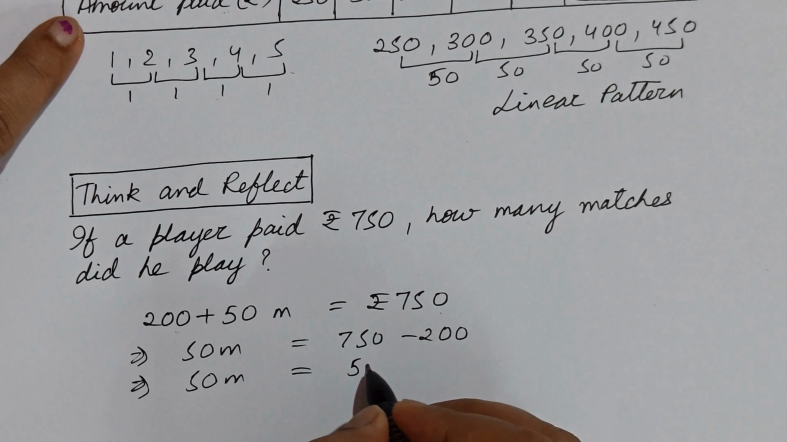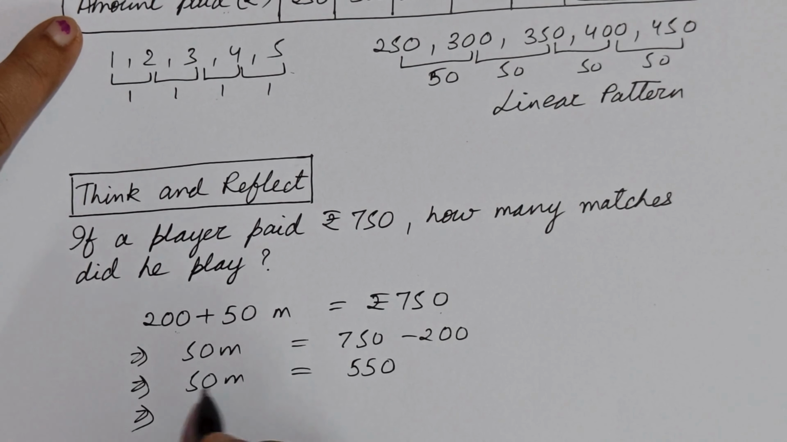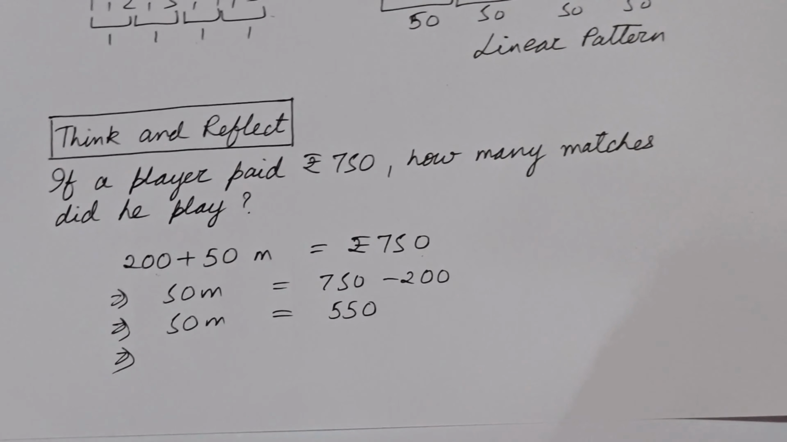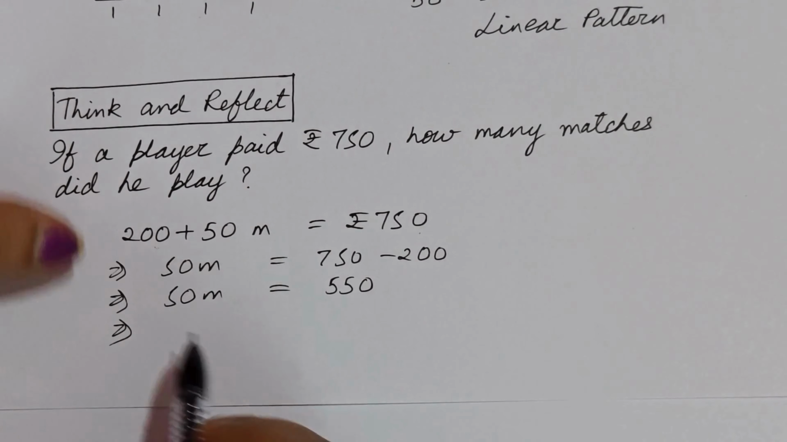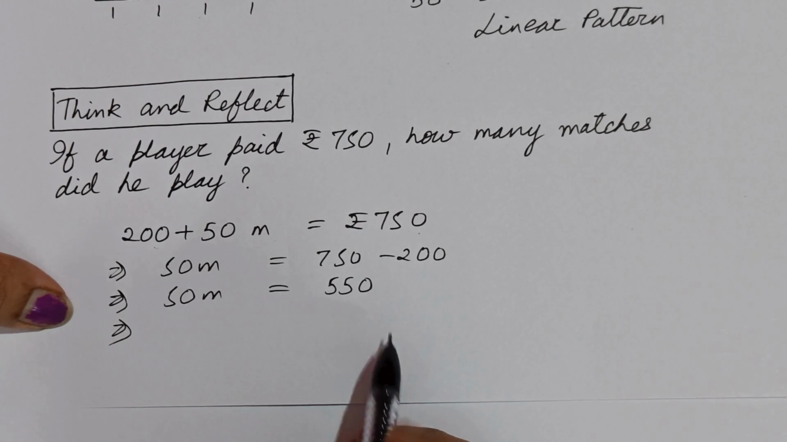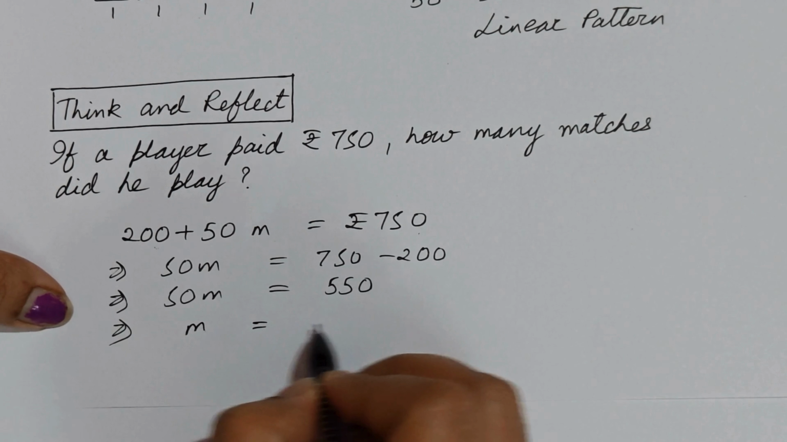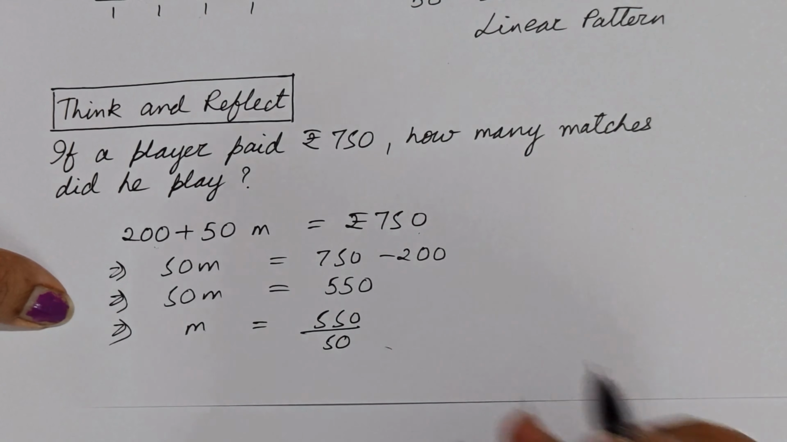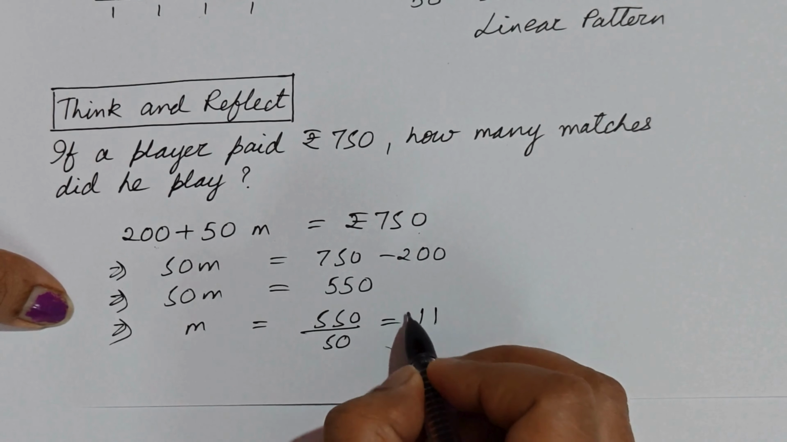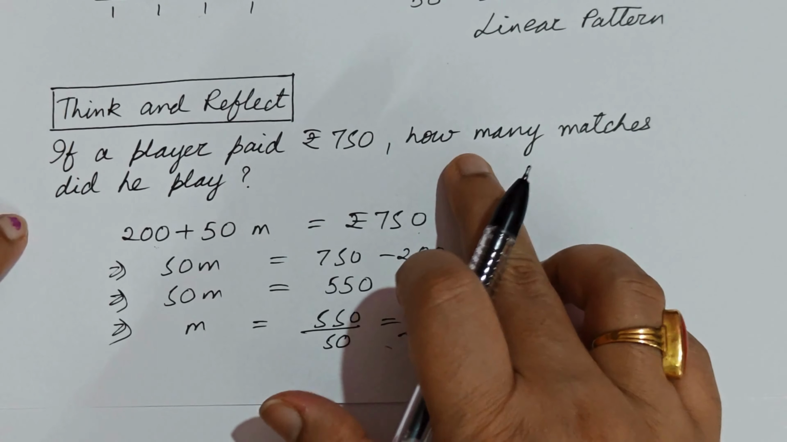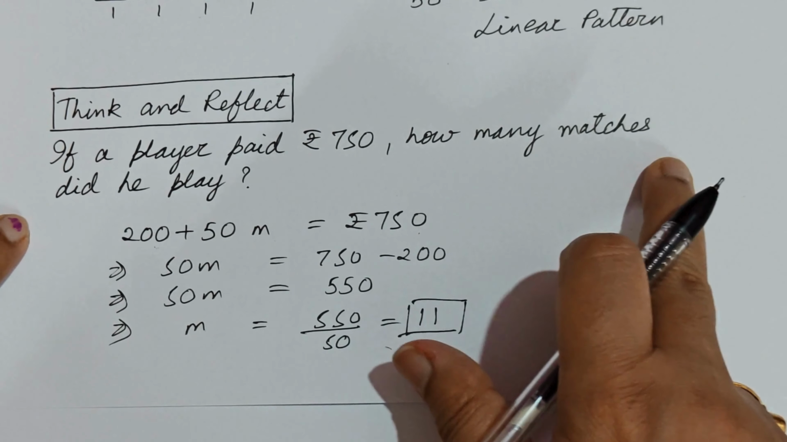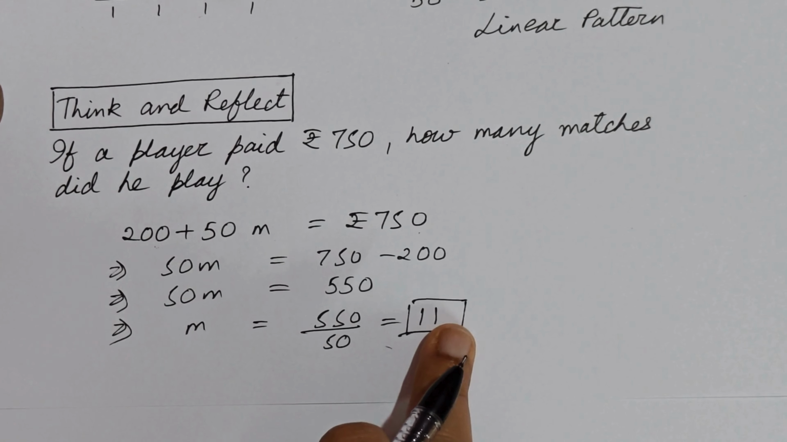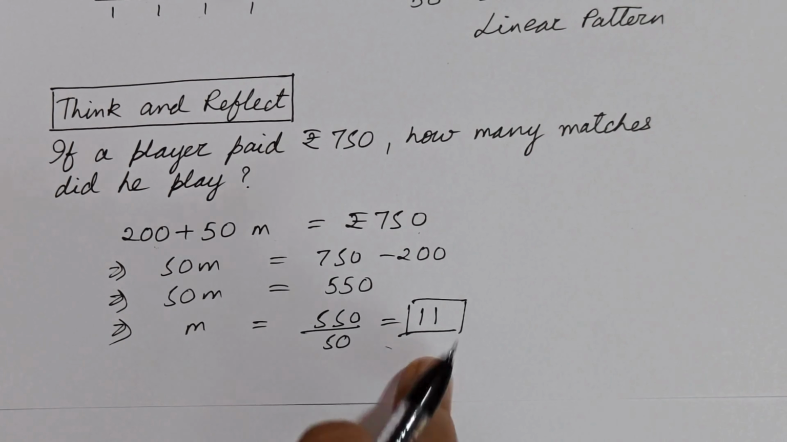So 750 minus 200 is simply 550. Now 50m is 50 into m. When I move 50 from left to right, it will be divided on the right hand side. So I write m is equal to 550 over 50, as 50 goes into the denominator. So we get the value 11. 11 is simply the matches played. So the player is playing a total of 11 matches. When he is paying 750 rupees, he is playing 11 matches.